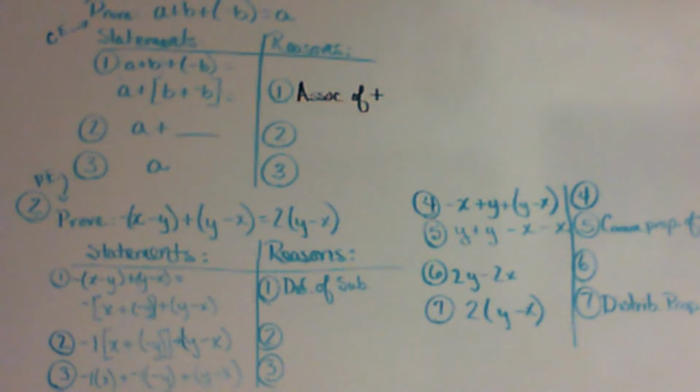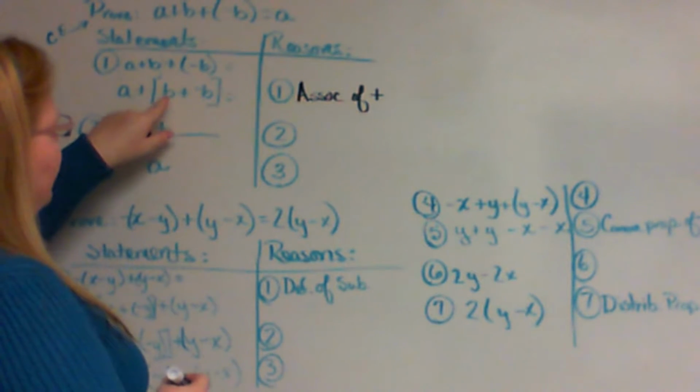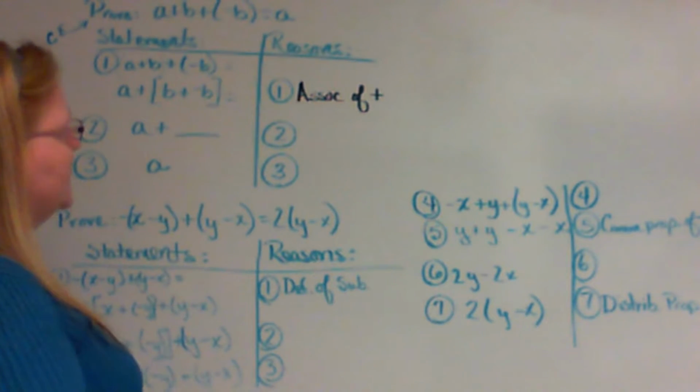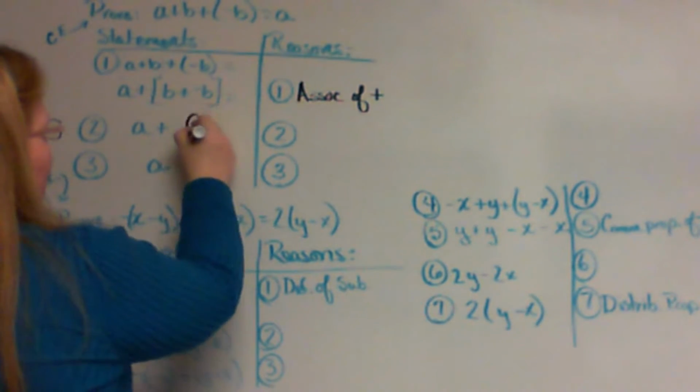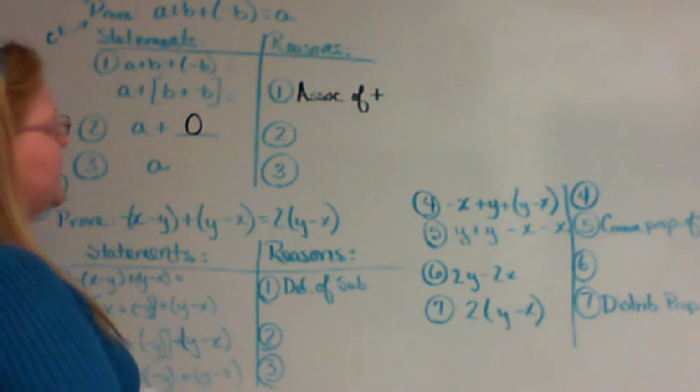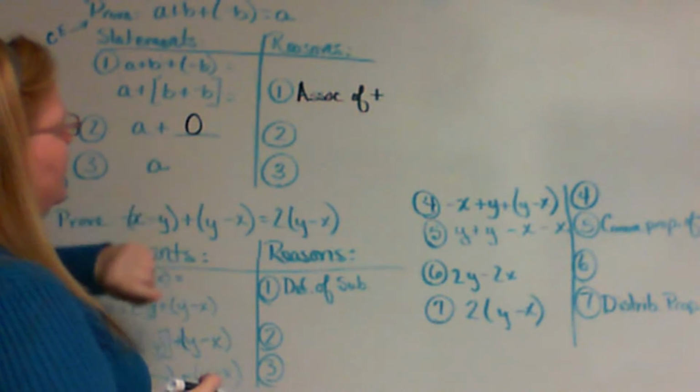It's okay to abbreviate. As long as you use 5 letters to abbreviate, you're good. So then, when you go from here to here, when we have B plus negative B, what does that equal? It equals 0. So I can fill in my 0. What did I just do when I said B plus negative B equals 0?